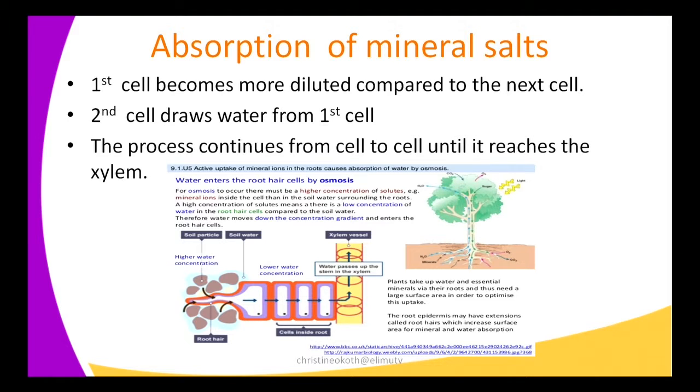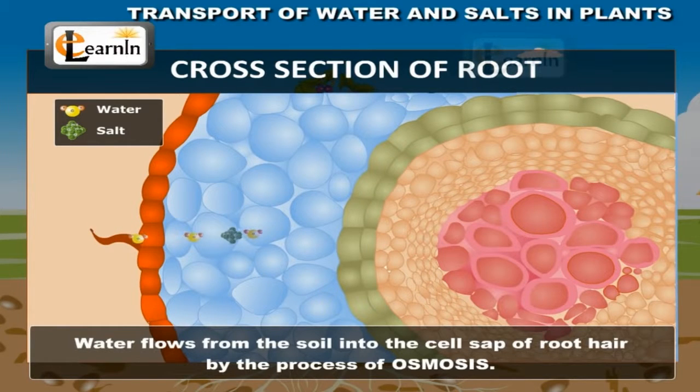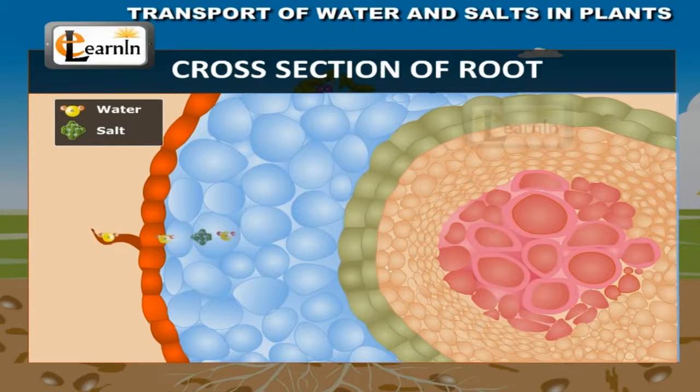The water will be distributed throughout the plant. I have an illustration that is going to summarize what we've just discussed about the uptake of water from the root hair cells to the xylem, which will in turn be distributed to all parts of the plant. This is just a summary. First, the water flows from the soil into the cell sap of the root hair by the process of osmosis. The salts are also dissolved inside the water: all the potassium, the nitrates, all of them are dissolved. They move.